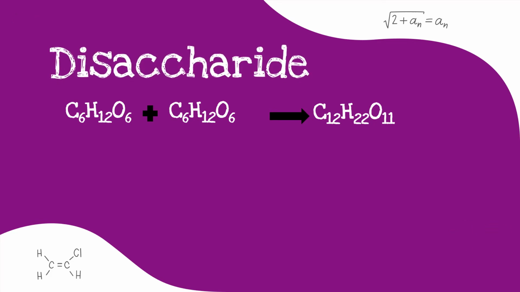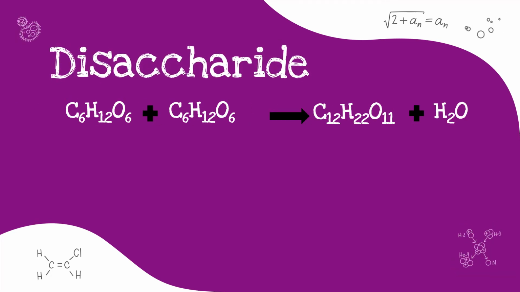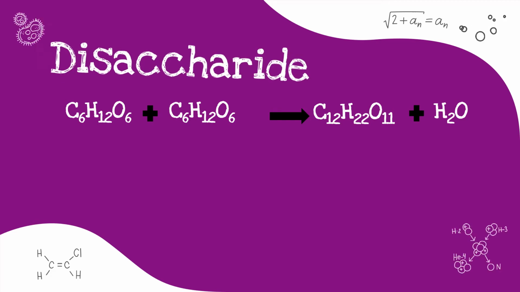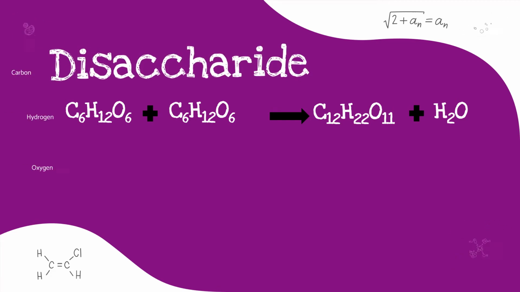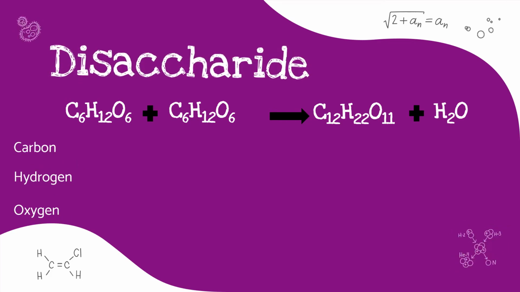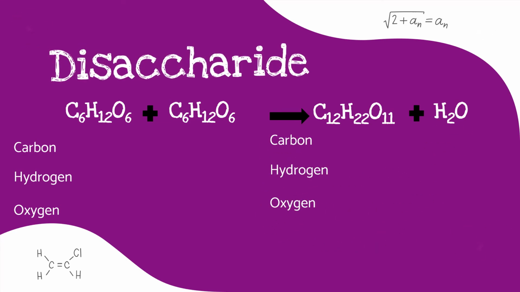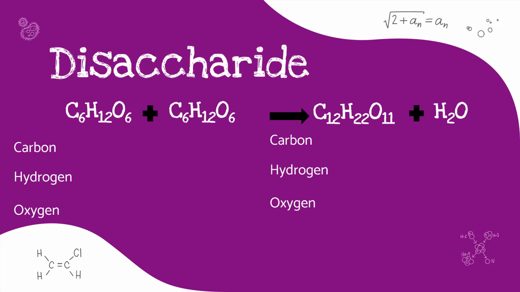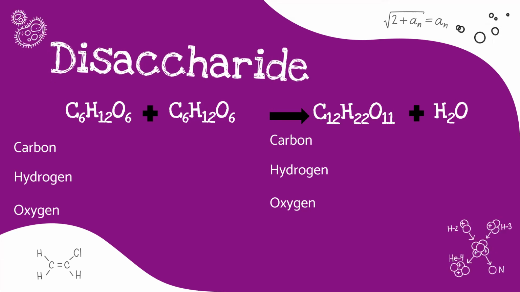as a result of the bonding between these two monosaccharides, water is formed. Now let's calculate whether the number of atoms in each molecule before the process is the same as the number of atoms present after the process. So let's calculate how many carbon, hydrogen, and oxygen atoms are present before and after the process of condensation.